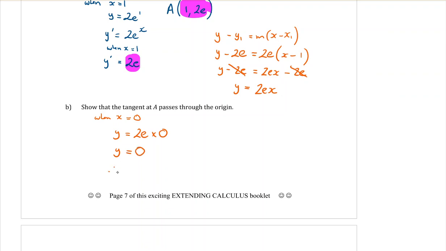And I can just make my little conclusion then. Therefore, the tangent passes through the point 0, 0. So I subbed in 0 and I got 0, so it passes through the origin.